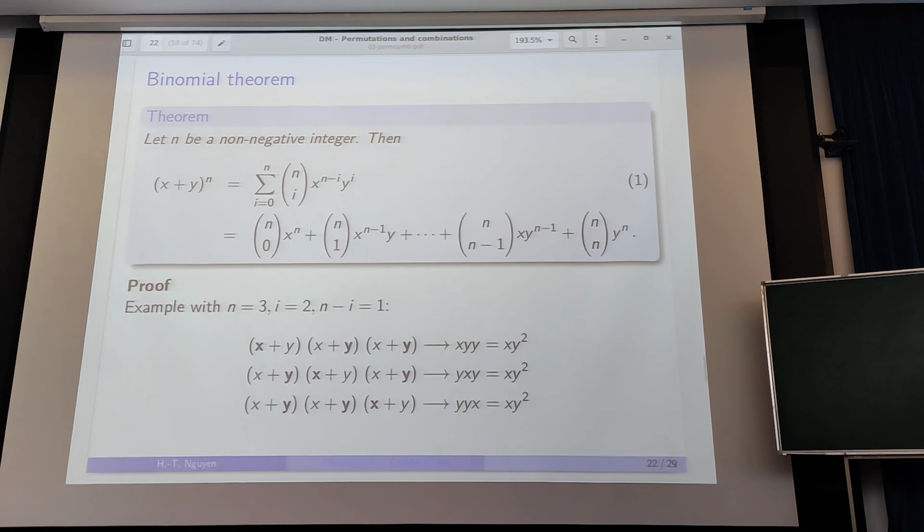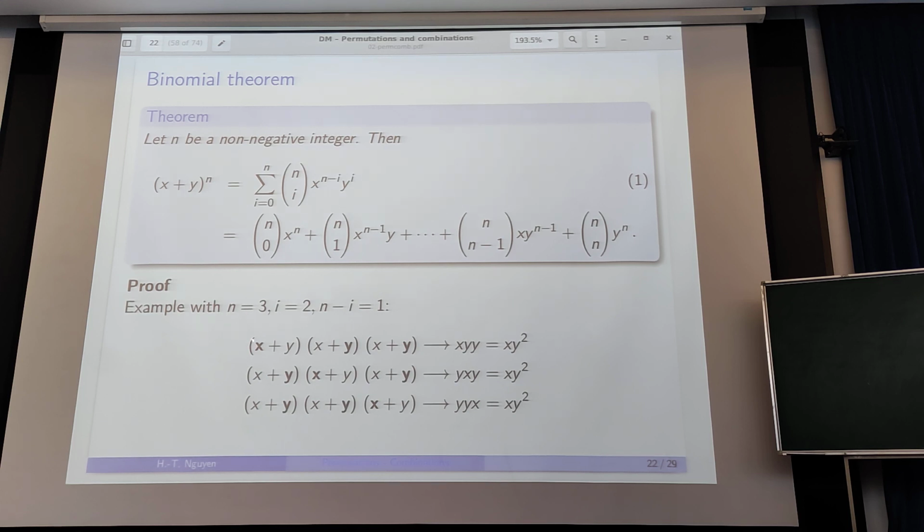So here let's look at the case for n equal to 3. And we are interested in the terms of this form, for example. Okay? So if we write (x plus y) to the power 3 as the product of 3 expressions, 3 sums like this one, then you can see that each time you choose one of the 2 terms in a sum, and one of the 2 terms in another sum, and one of the 2 terms in another sum, and you combine them together.